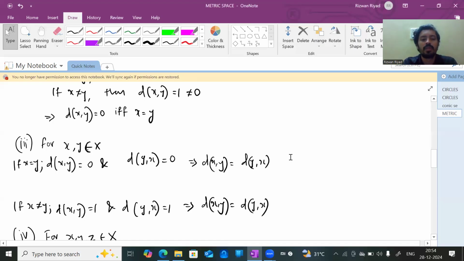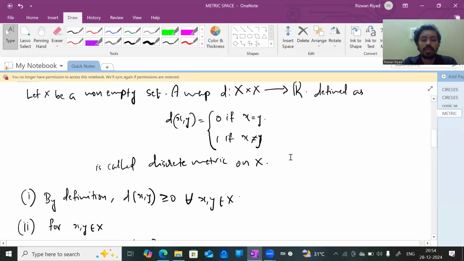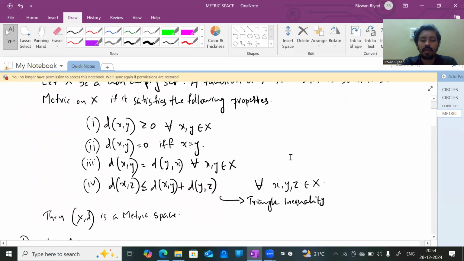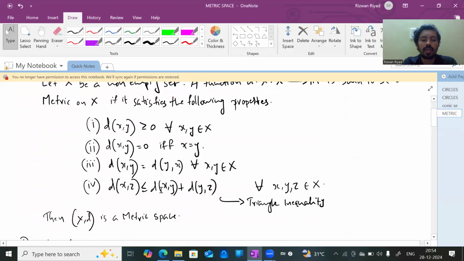Okay. Now move to the fourth one. What is the fourth condition for a metric? Fourth condition is triangle inequality. D of xz less than or equal to d of xy plus d of yz for all x, y, z belongs to capital X. This also we can prove here. This condition is also satisfied here.